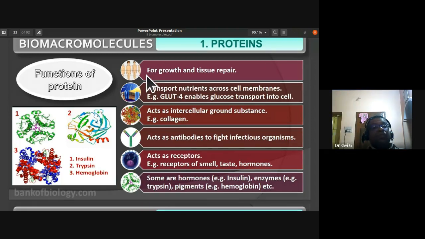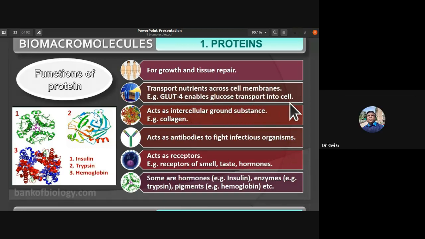Proteins are required for growth and tissue repair. Proteins transport nutrients across cell membranes. Example is GLUT4, which enables glucose transport into the cell. Proteins act as intercellular ground substance. Example is collagen. Collagen is also proteinaceous in nature.